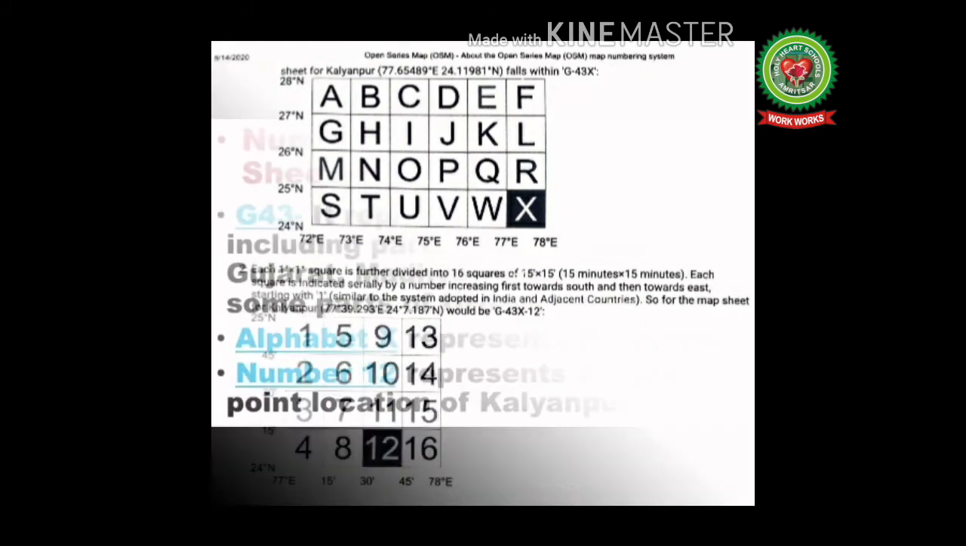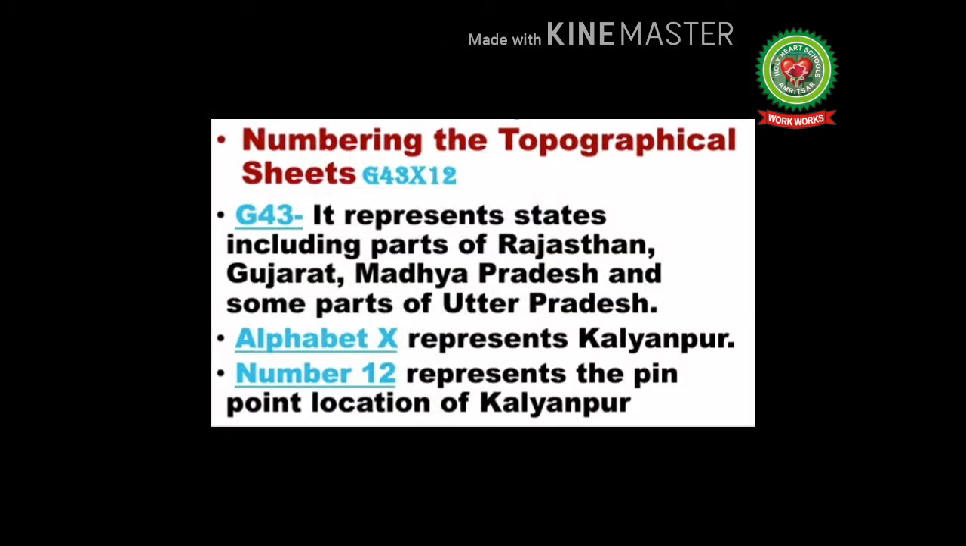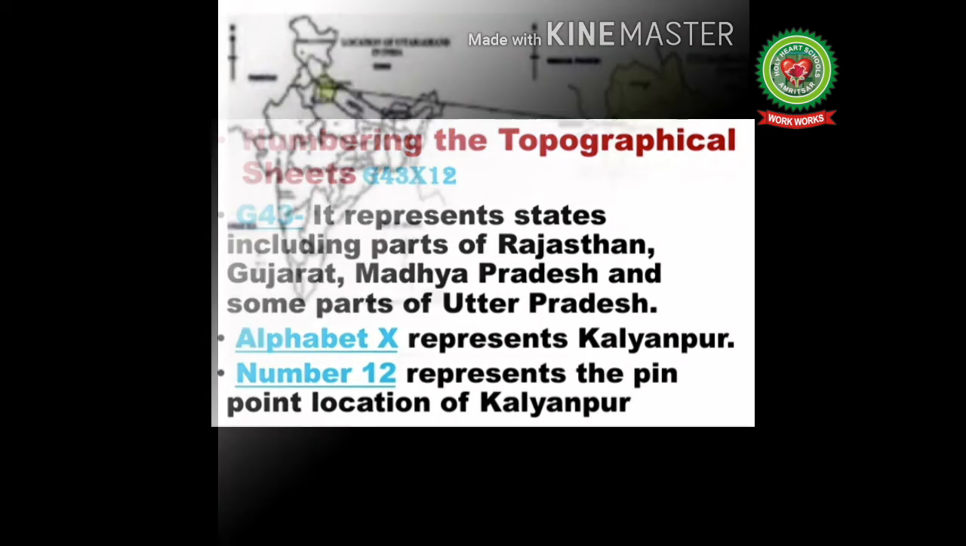G43X12. Now the question arises, what do you mean by G43X12? So students, G43 represents states including parts of Rajasthan, Gujarat, Madhya Pradesh and some parts of Uttar Pradesh, whereas alphabet X represents Kalyanpur. Kalyanpur is a place in Uttar Pradesh and number 12 represents the pinpoint location of Kalyanpur. So students, G43 represents the state, X represents the district and number 12 represents the pinpoint area of that district.